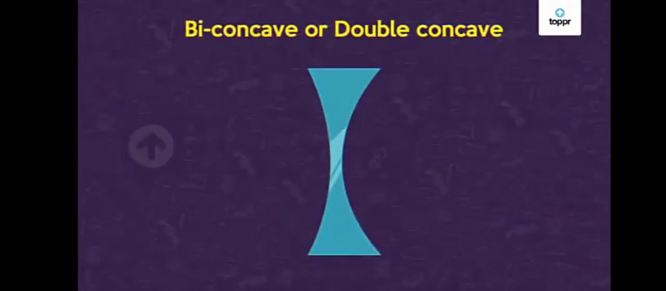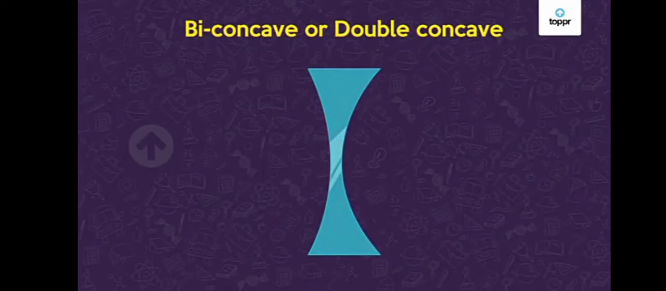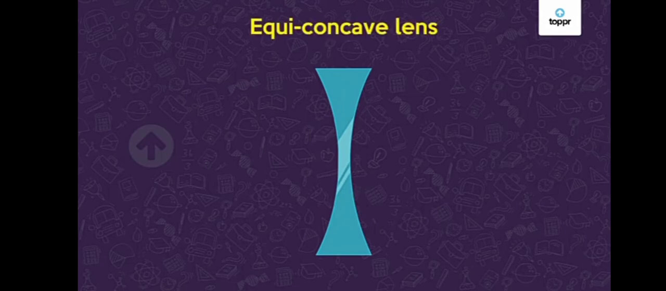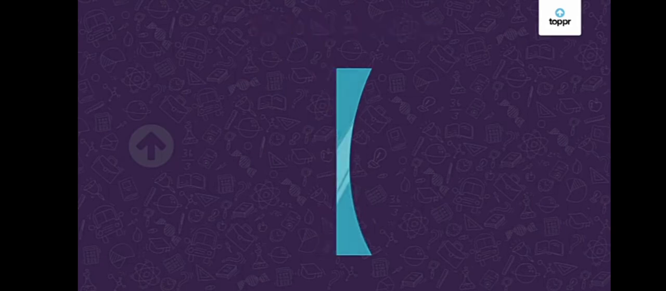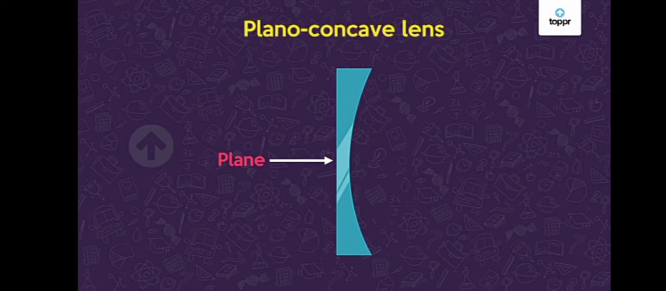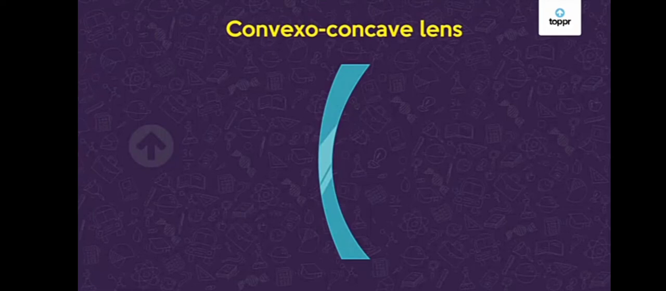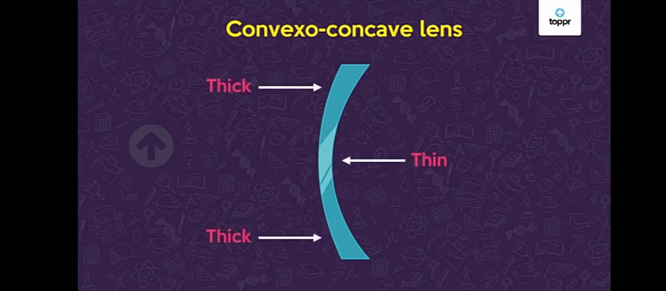Now let's look at the types of concave lenses. They are very similar to convex lenses. If both sides are bending inwards, it is a biconcave lens. If the curvature of both surfaces is the same, then it is an equiconcave lens. If one surface is plane and the other is bent inwards, then it is a plano-concave lens. And finally, we also have a convexo-concave lens with one concave surface and one convex surface, but it is thin in the middle and thick on the edge.